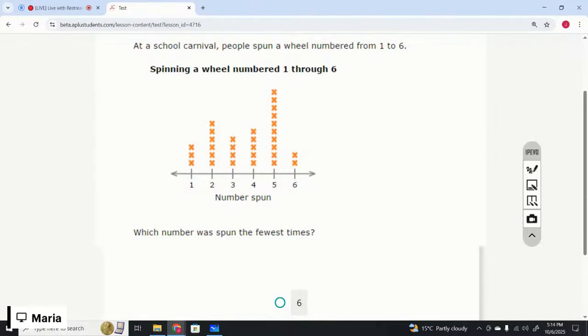At a school carnival, people spun a wheel numbered from 1 to 6. Which number was spun the fewest times? That is 6. The fewest times it is 6.